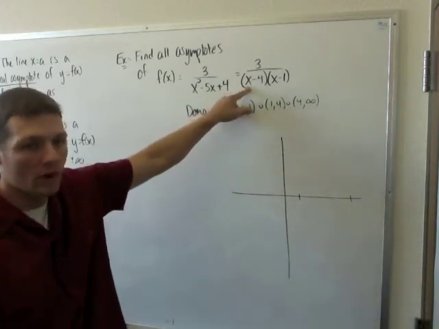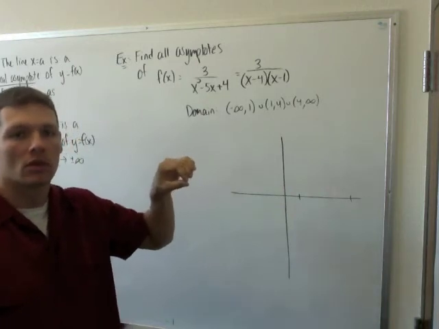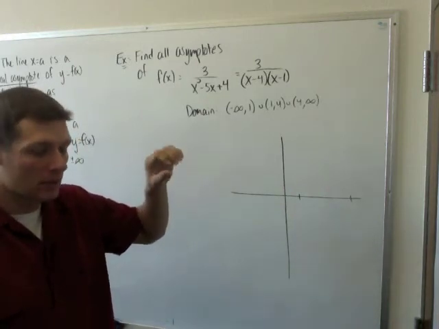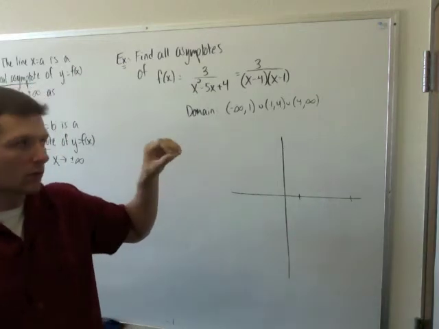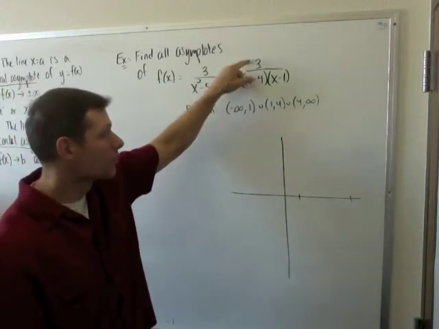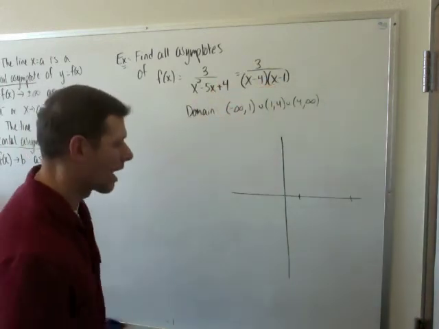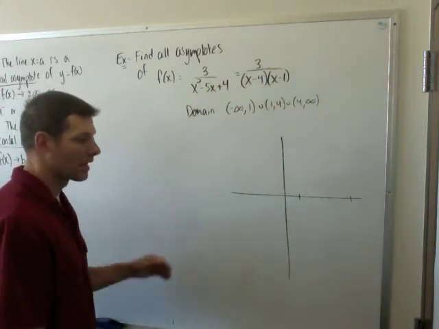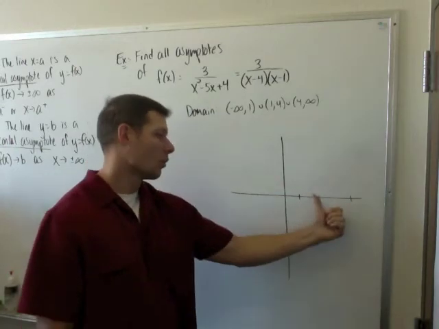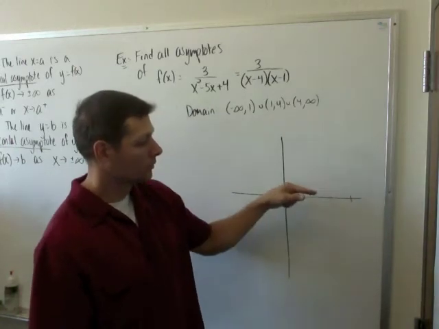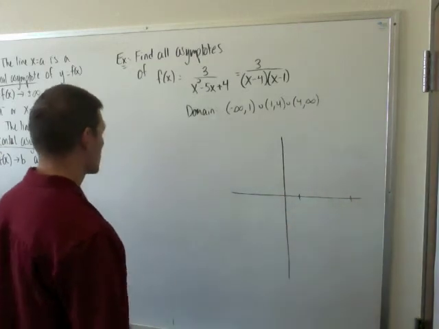Well, if you remember in 1 over x, if x equals 0, then my function doesn't exist, because you can't have 1 over 0. Here, I can't have 3 over 0. So I want to look at what happens as I approach 1 from the left, 1 from the right, 4 from the left, and 4 from the right. And so we'll take a look at this.